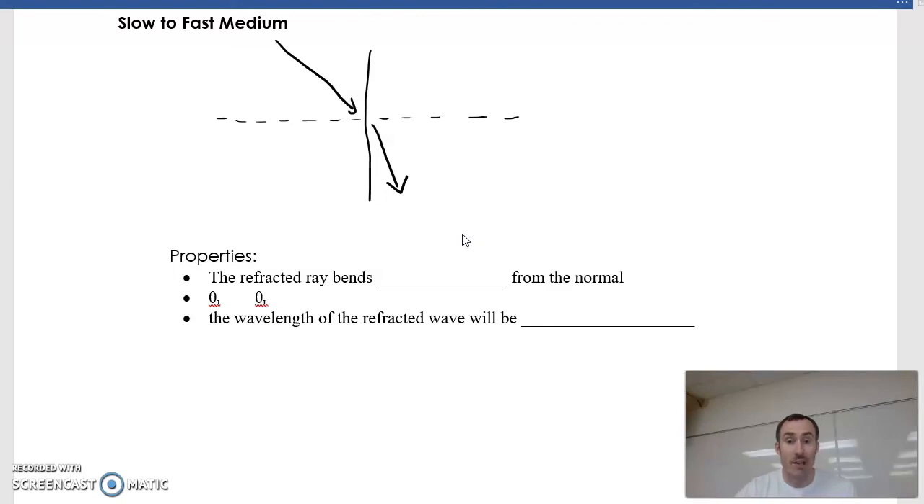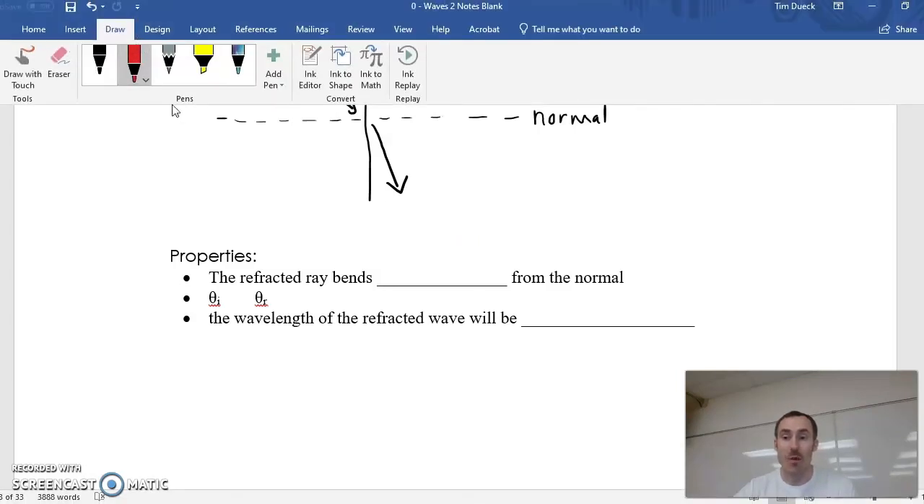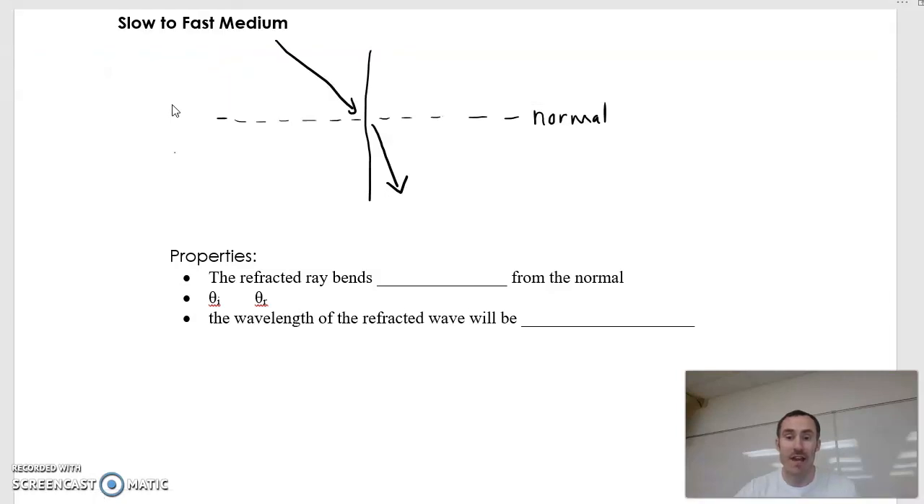Let's look at going from slow to fast, or dense to rare. So we've got the incoming ray, or the incident ray, and it's going to hit the barrier over here, and it's going to bend away from the normal. So this is our normal line again. It tells you what perpendicular to the boundary is, and so our wave ray is going to bend away from the normal this time. So let's draw in some wave fronts, and then let's draw in the angle as well.